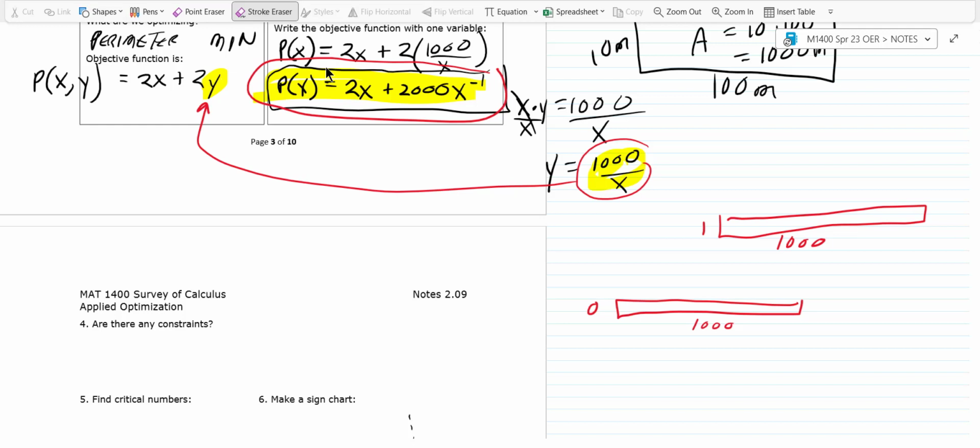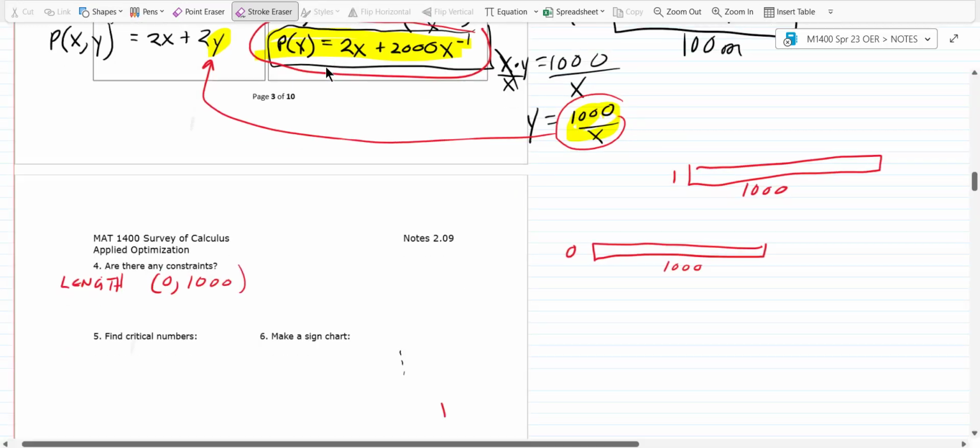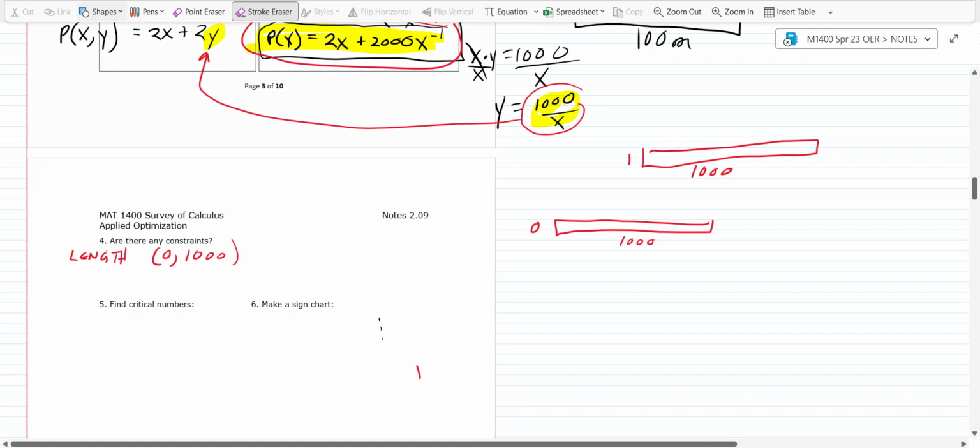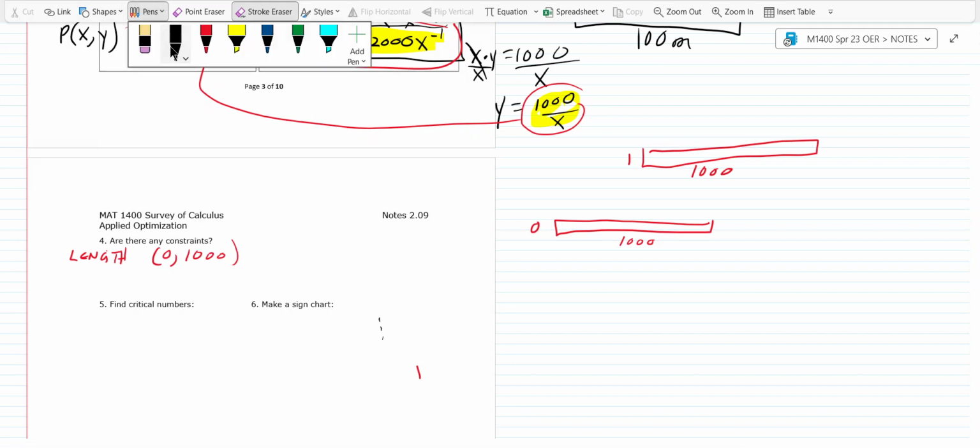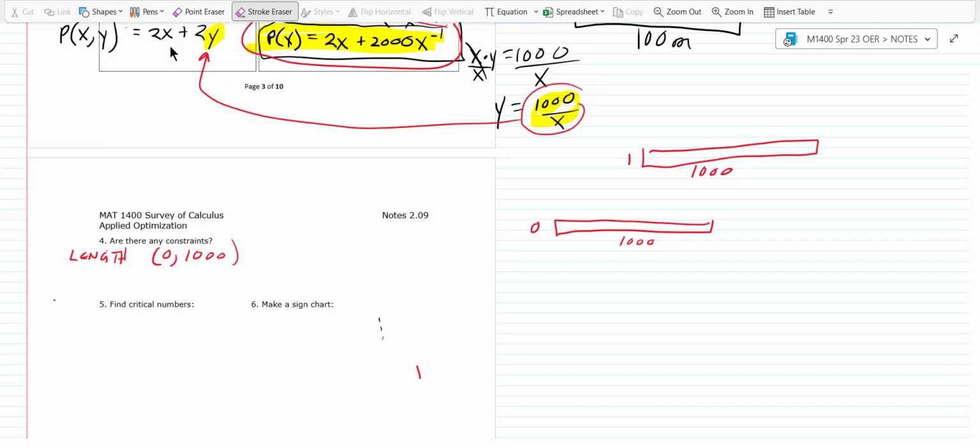So what I'm really going to say on this is, the length has to be on the interval 0 to 1,000, because if it's bigger than 1,000, you're not going to be able to make a correct rectangle. So that's the idea. Okay, so now we're going to do the critical numbers. Again, what do you do to find a critical number?